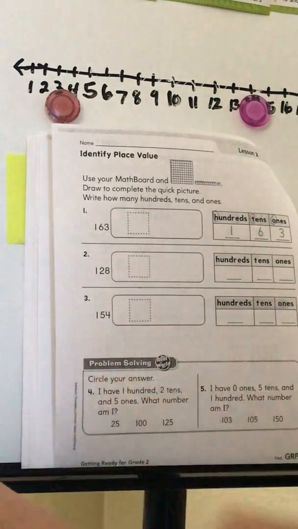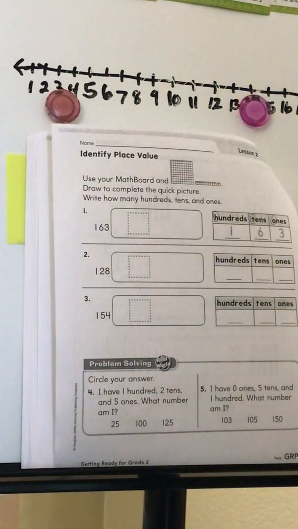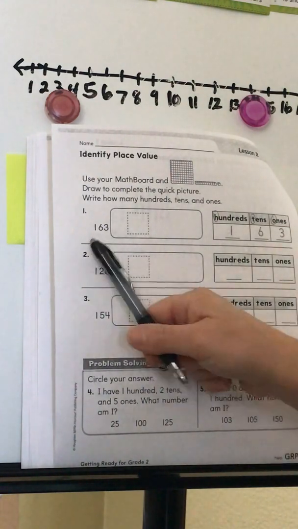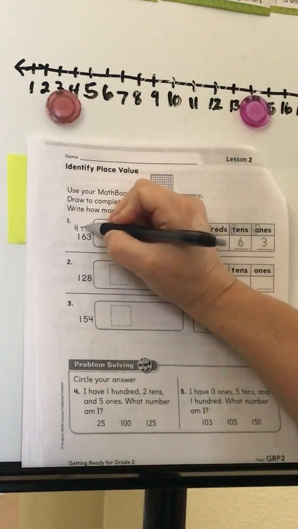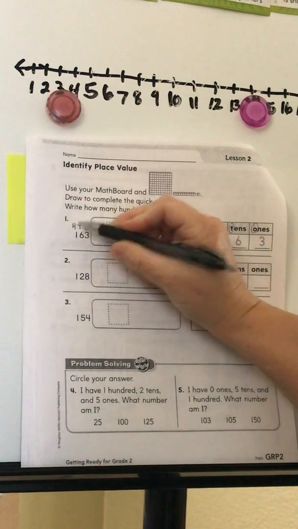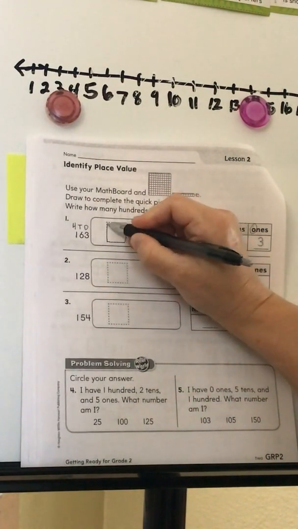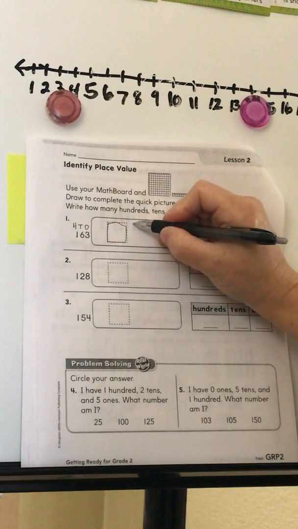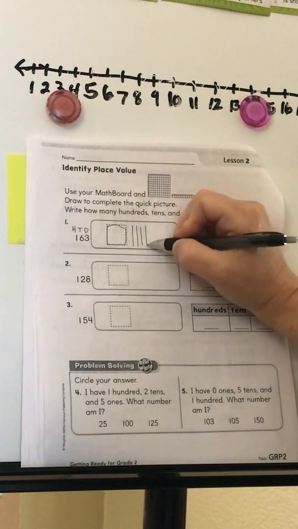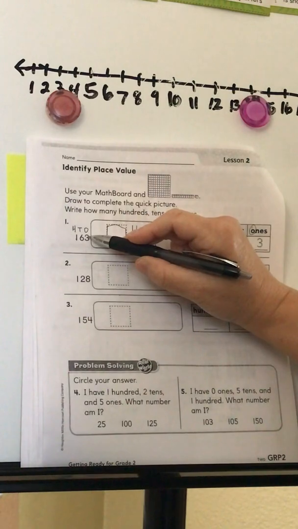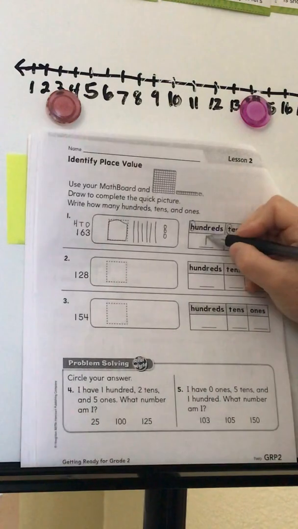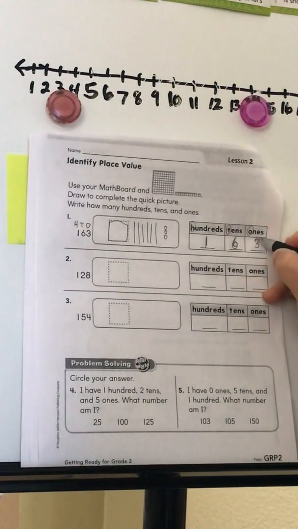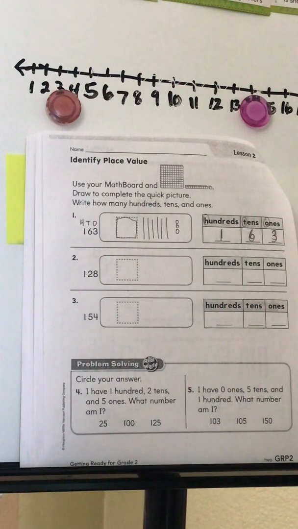So this time we're going to draw a quick draw and then write how many hundreds, tens, and ones. So here's our number. If it helps you, put your H, your T, and your O. So 100, that means one big square. 6 tens, so that means 6 lines. 1, 2, 3, 4, 5, 6. And 3 ones, 3 circles. 1, 2, 3. So I have 100, 6 tens, and 3 ones in the number 163.